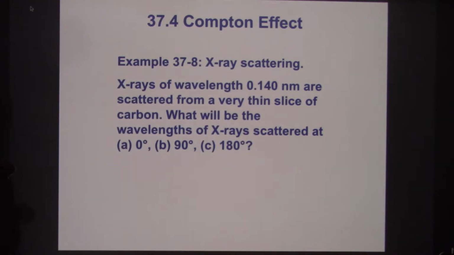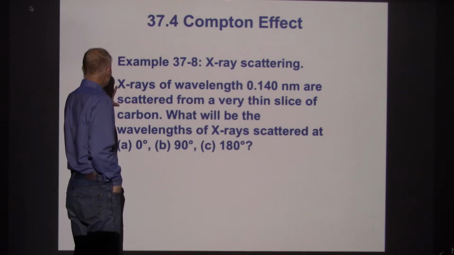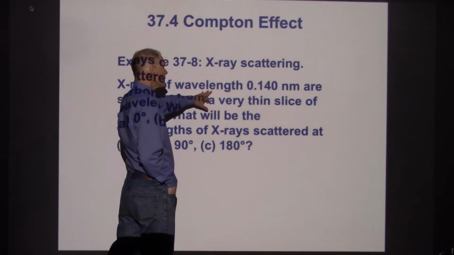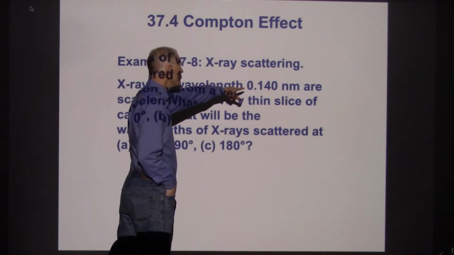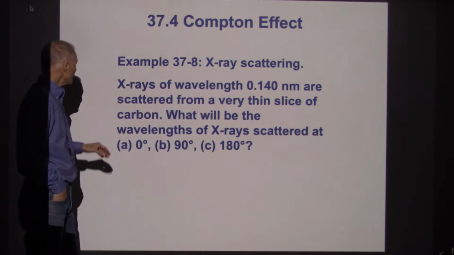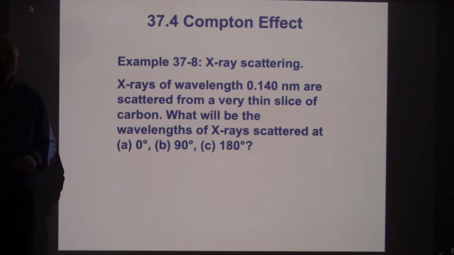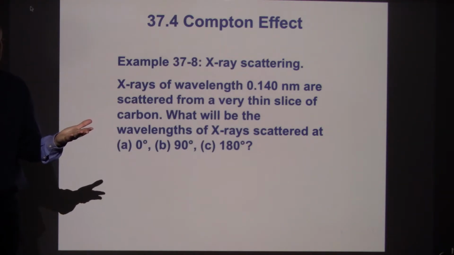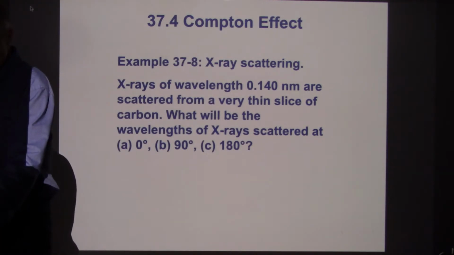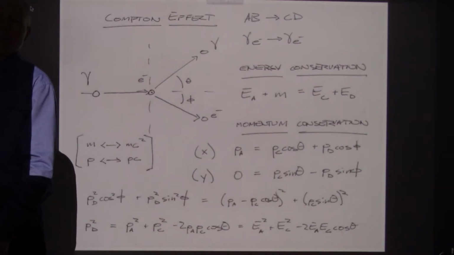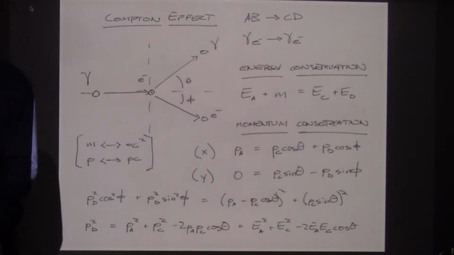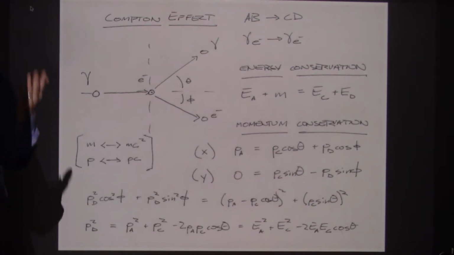Let's try an example. So what we're going to do is take X-rays. They've started by giving us wavelength information, 0.14 nanometers. They're scattered from a very thin slice of carbon. So what we're saying here is that we're going to get a really thin slice of carbon. Now, why do we want it to be thin? That's because we want to be able to see the photons coming out the other side. So we want something that's thin enough that the X-ray photons likely will only hit one electron. Okay? A lot of X-rays will just go straight through.